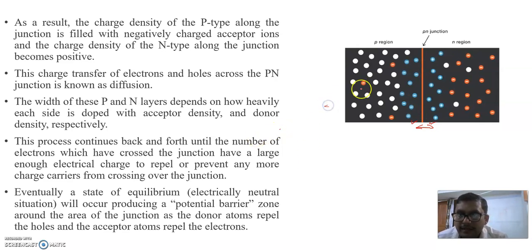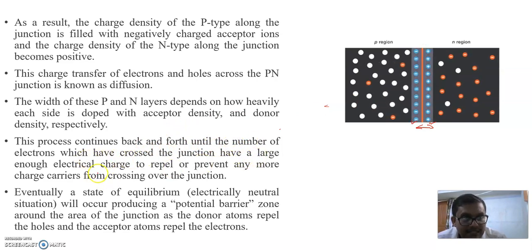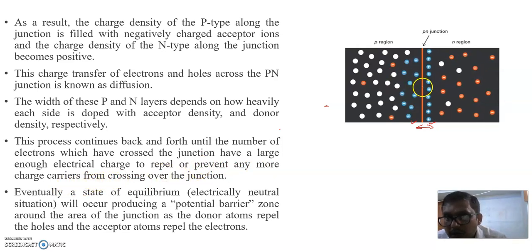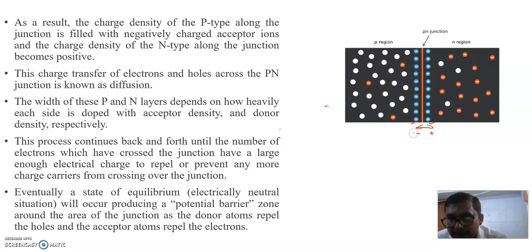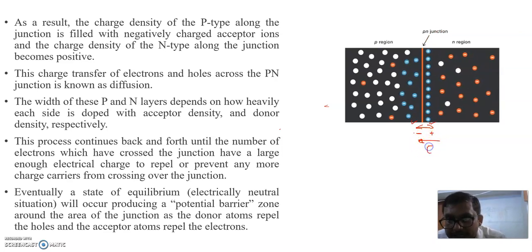This process continues back and forth until the number of electrons which cross the junction have a large enough electrical charge to repel or prevent any more charge carriers from crossing over the junction. So for the diffusion of electrons, this is the positive side and this is the negative side. The direction of the induced electric field is from high potential to low potential, meaning right to left. So this is the direction of the induced electric field.